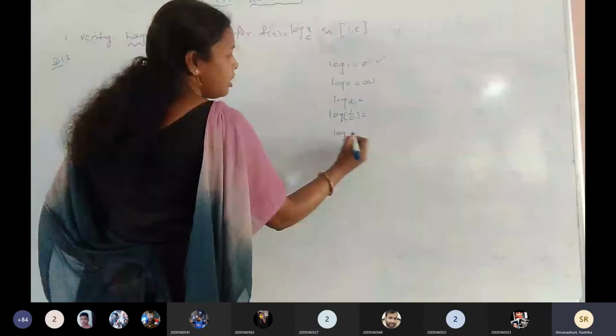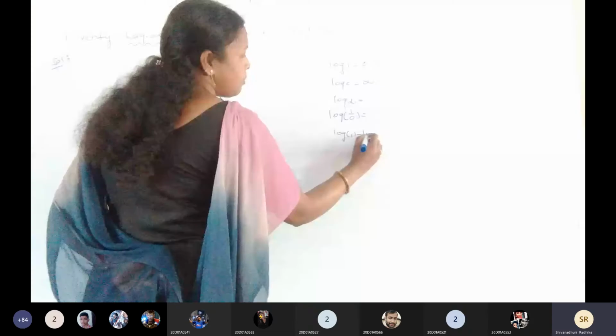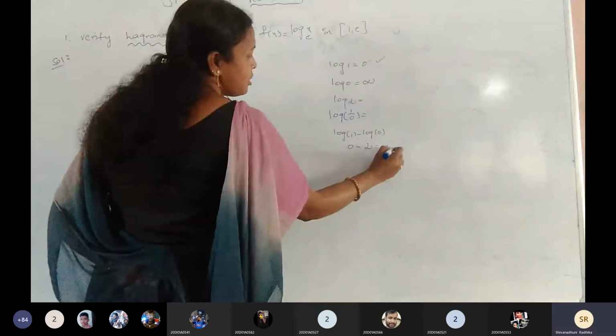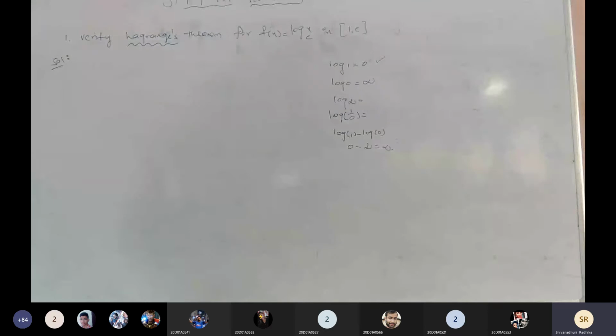Now log of 1 minus log of 0. Log 1 is 0, log 0 is infinite. So the value is infinite. Log infinite is also infinite, and that is undefined. These are the results of log.